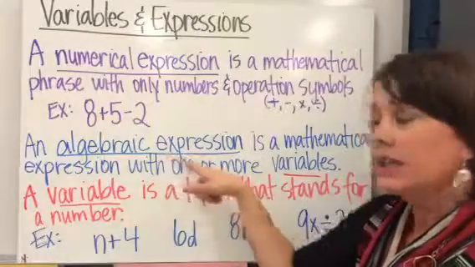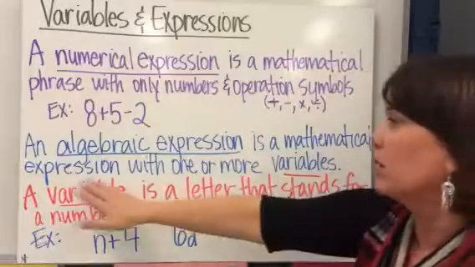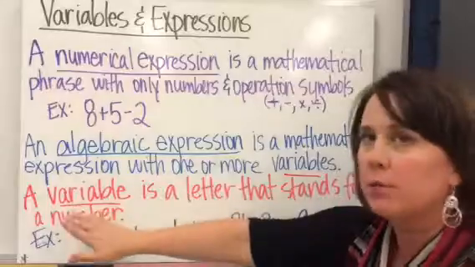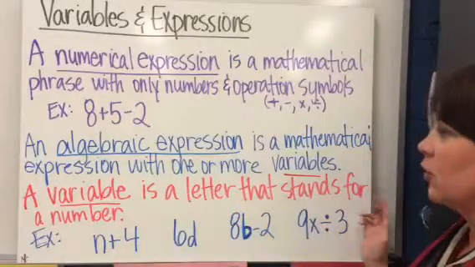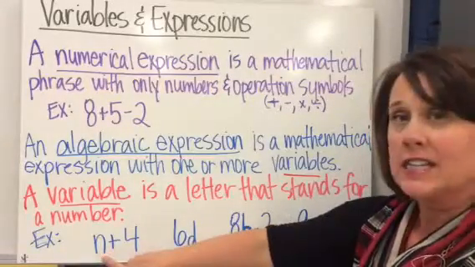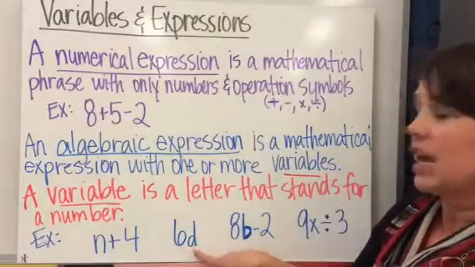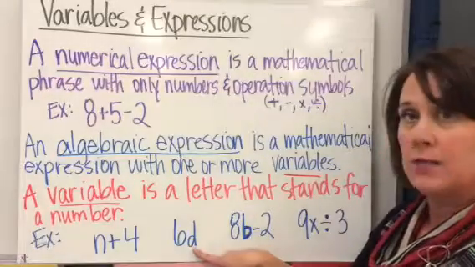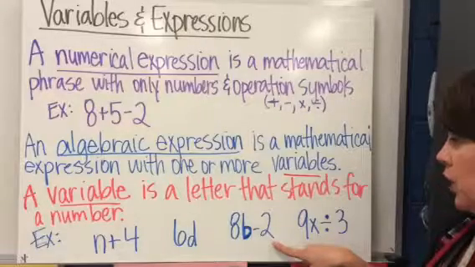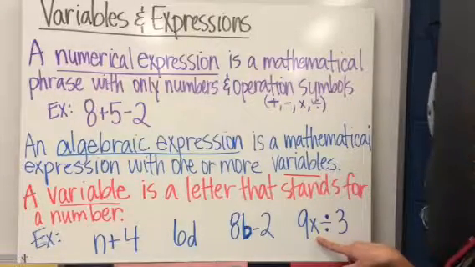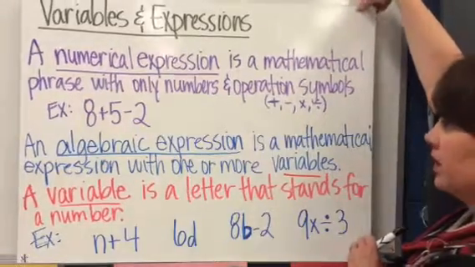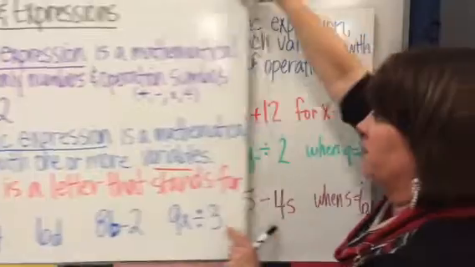Now, an algebraic expression is a mathematical expression with one or more variables. And a variable is a letter that stands for a number. For example, n plus 4, where n is the variable. 6 times d, or 6d, that means 6 times d. 8 times b minus 2, or 9 times x divided by 3. Those are algebraic expressions containing variables.